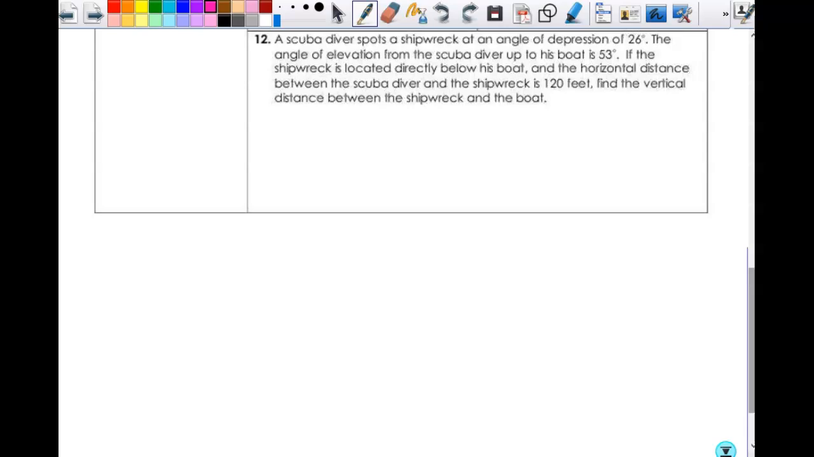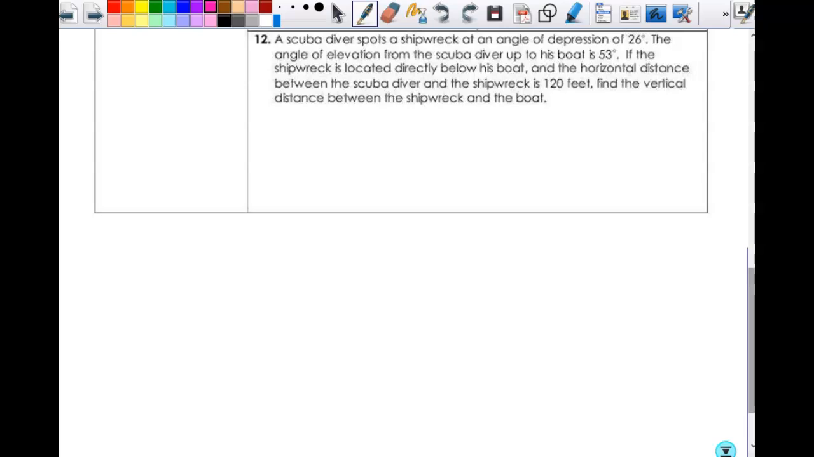All right. So a scuba diver spots a shipwreck at an angle of depression of 26 degrees. The angle of elevation from the scuba diver up to his boat is 53 degrees. If the shipwreck is located directly below the boat and the horizontal distance between the scuba diver and the shipwreck is 120 feet, find the vertical distance between the shipwreck and the boat. That is a lot of information, right?